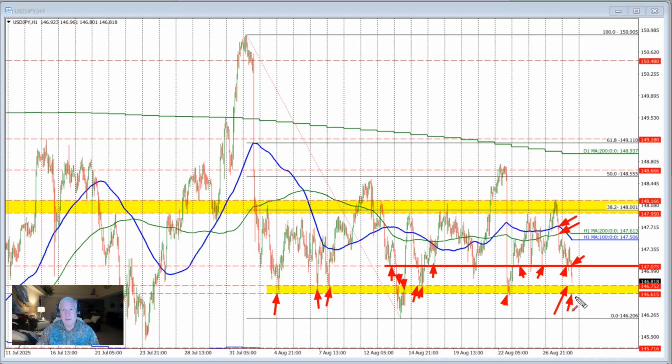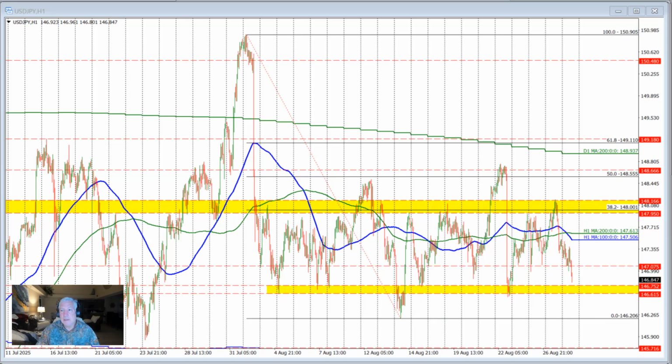Break below that level, it opens the door for further downside with the low price for the month of August, the next key target. On the top side, watch the 147.07 for some resistance, and if it does hold that level, then look for that rotation to the downside.